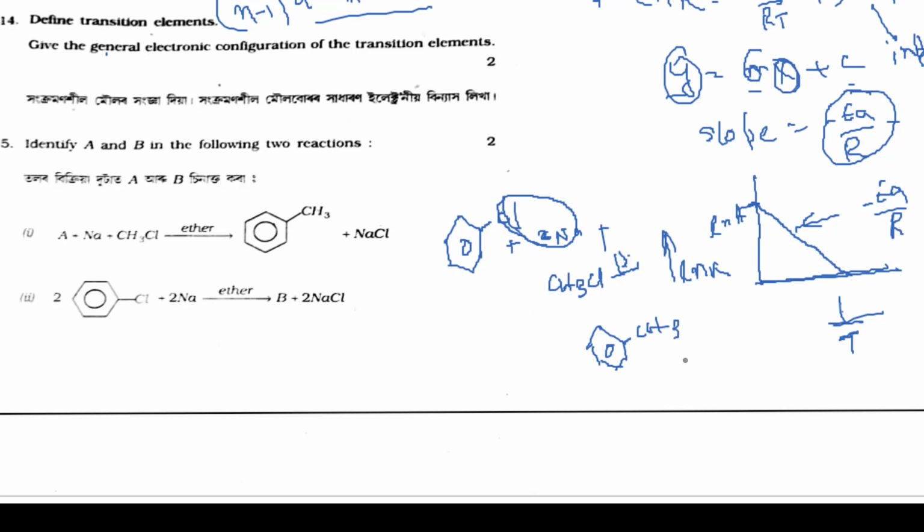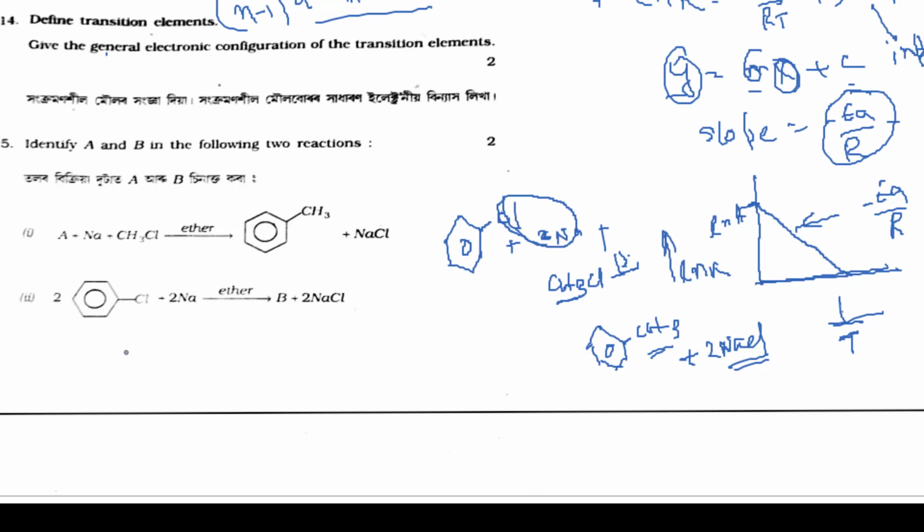This is toluene plus NaCl. So the CH3 attaches to the benzene. This reaction is called the Wurtz-Fittig reaction. You don't have to do anything else with dry ether; NaCl comes out as a product and the methyl group will attach to the benzene ring. Now this reaction is also a modification of the Wurtz-Fittig reaction.